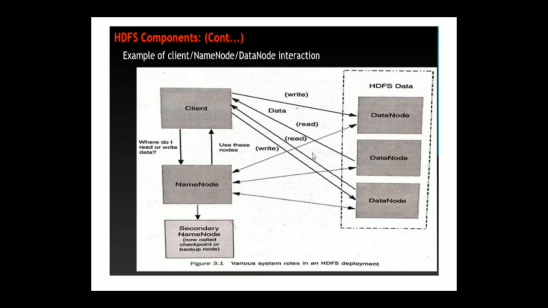So this is how HDFS works. The design is a master-slave architecture in which the master, that is the name node, manages the file system namespace and regulates access to the files by clients. Operations on the file system namespace, such as opening, closing and renaming files, are all managed by the name node.